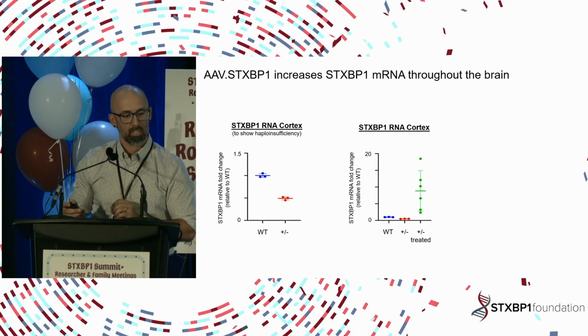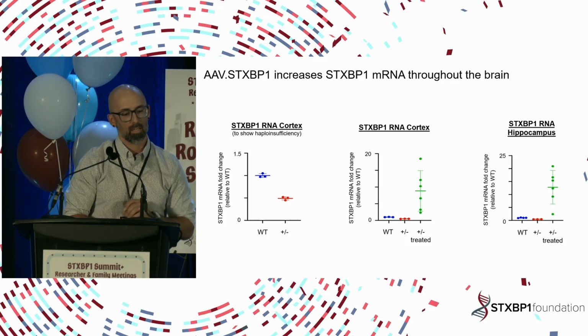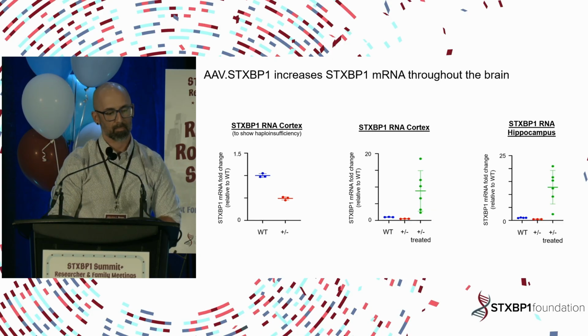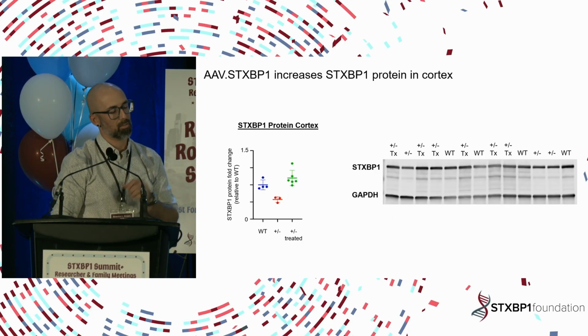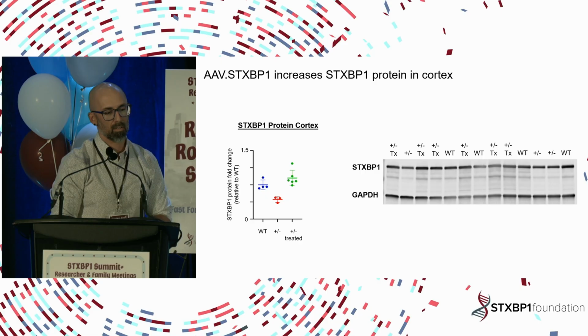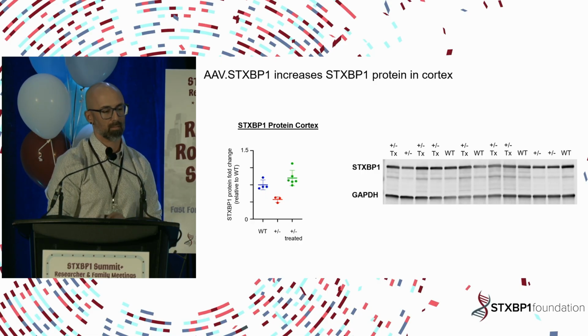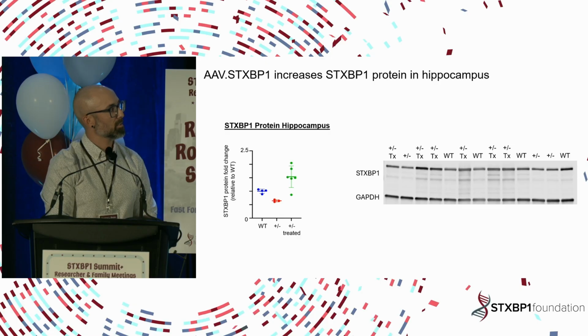And if we also look in the hippocampus, we see the same thing. So what happens to protein? As expected with that pretty large bump in RNA, we do see protein rescue back to wild-type levels in the cortex. And we see the same story here in the hippocampus.